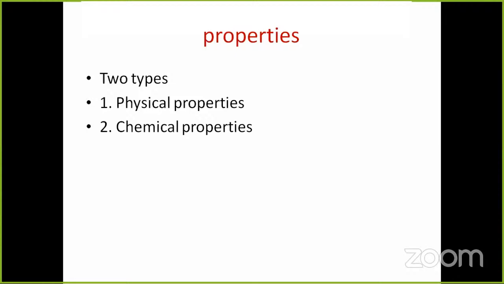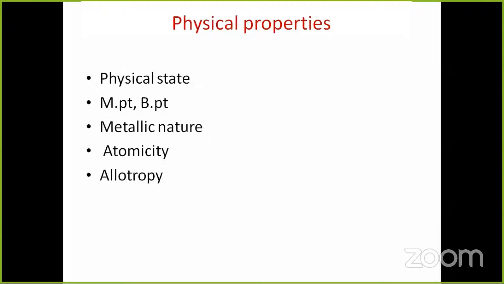Properties are basically 2 types. One is physical properties and the second one is chemical properties. So for any group from 3rd to 8th, you learn that the properties are 2 types, physical and chemical. Now come to physical properties. In physical properties, the main important physical properties are physical state, melting point and boiling point, metallic nature, atomicity, and allotropy. So these 5 properties are very important. They all come under physical properties.